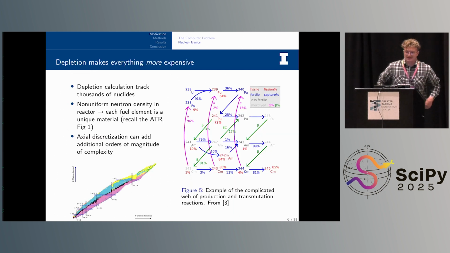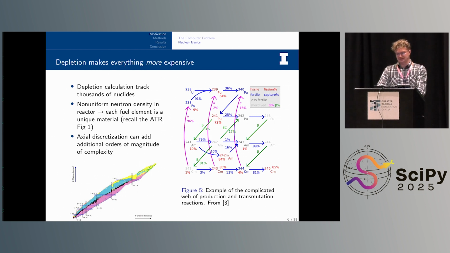From the computational perspective, depletion makes everything even more expensive. We have to track thousands and thousands of nuclides for any given material that we're simulating. In a reactor, you typically have a non-uniform neutron density, so each fuel element will become its own unique material. You have to track that as well. If you're considering the axial discretization, if you're doing full 3D, neutron density is also non-uniform in that axis as well, so that adds even more orders of magnitude of complexity.